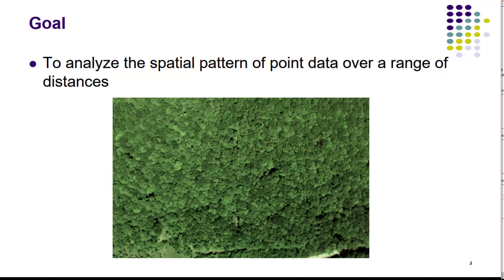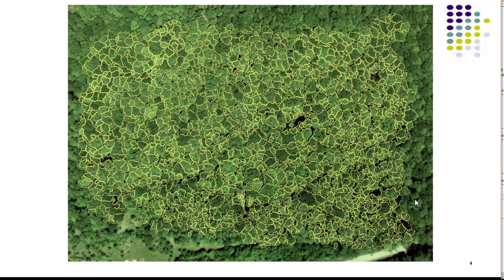So what we're going to do in this exercise is to analyze the spatial pattern over a range of distances. This is an area of the West Virginia Research Forest. For this particular study area plot, we have aerial imagery that was used to create these canopy delineations. Each one of those yellow polygons represents the crown of a tree, and for each tree crown, field work was done to identify that particular tree species.